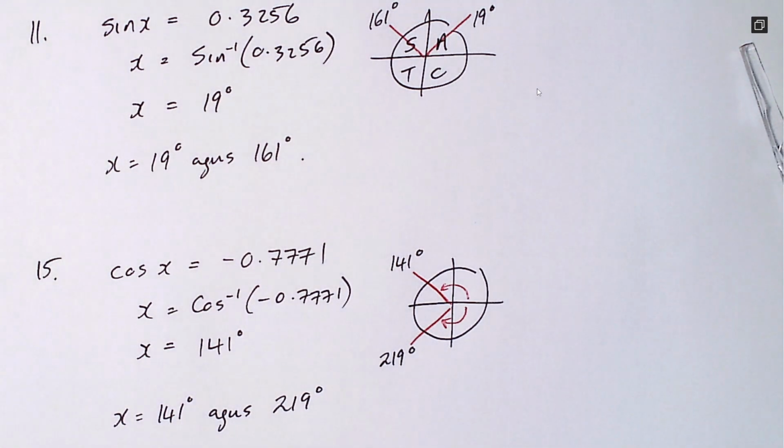Right, I'm going to give the general section of it. So the general solution is the answer plus n times 360. Okay, so general solution.